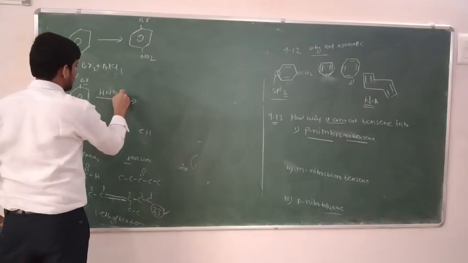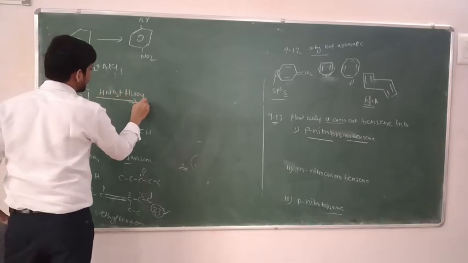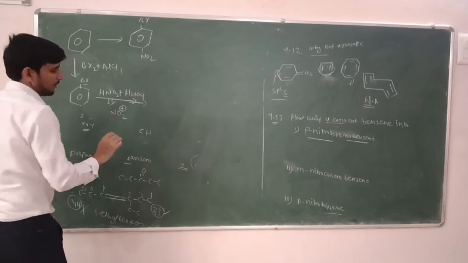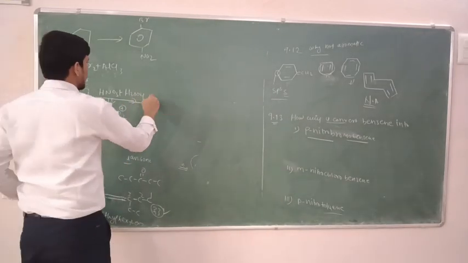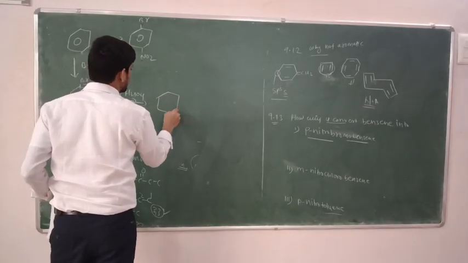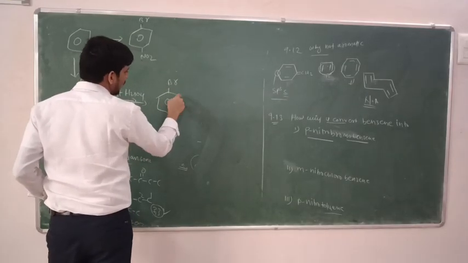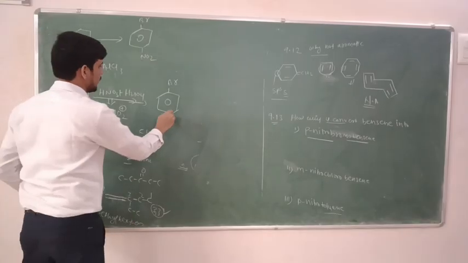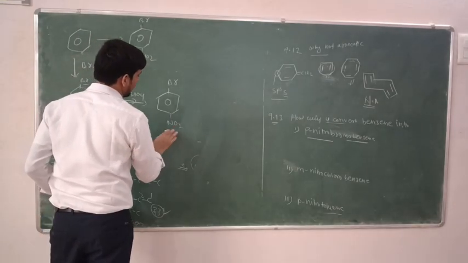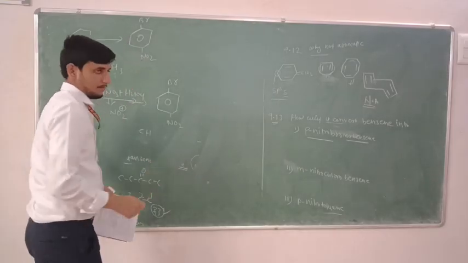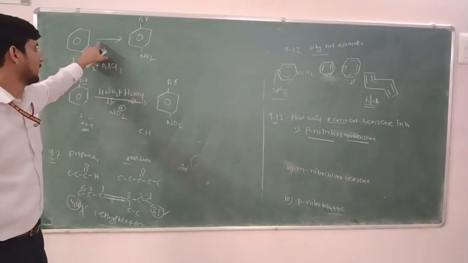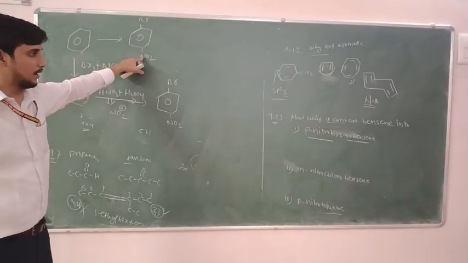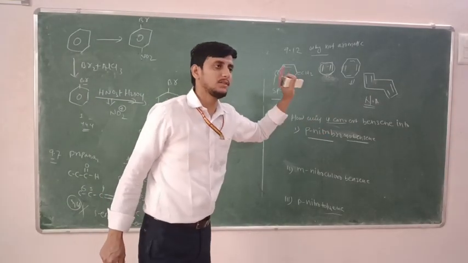HNO3 plus H2SO4: these are nitration conditions. The electrophile is NO2, which will add here. The ortho product is also possible, but what is the major one? Para. So directly write that, not meta, para. How many steps are required for converting benzene to this compound, nitrobromobenzene?